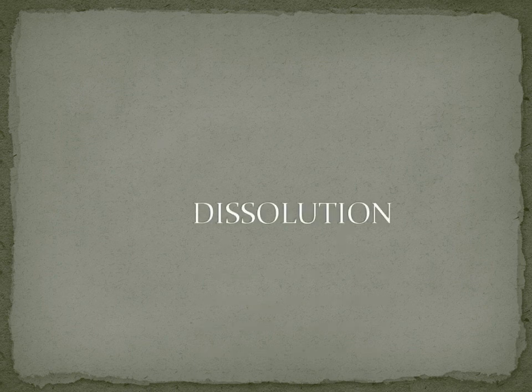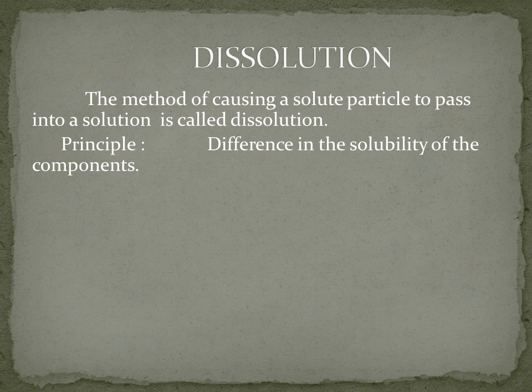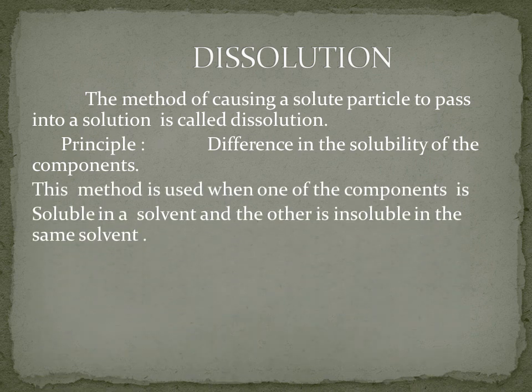Let us study the next method, that is dissolution. The method of causing a solute particle to pass into a solution is called dissolution or dissolving. Let us see the principle of this method: difference in the solubility of the components. One of the components is soluble in a solvent. This method is used when one of the components is soluble in a solvent and the other is insoluble in the same solvent.